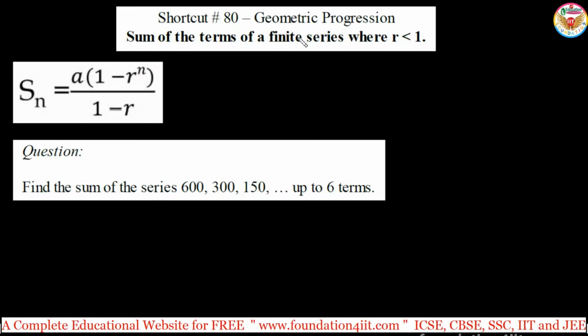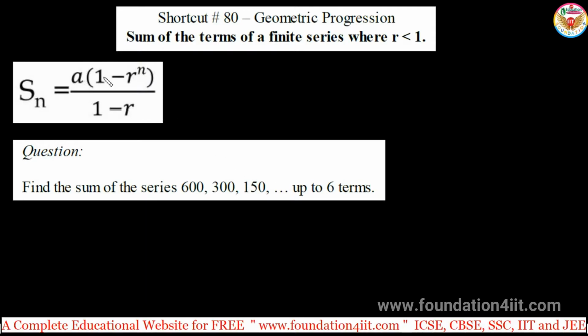In geometric progression, finding the sum of the terms of a finite series where r is less than 1. When the ratio is less than 1, we need to apply this formula: Sn, the sum of n terms, equals a into 1 minus r power n by 1 minus r. In the previous one you checked r greater than 1; now it is r less than 1. So when the series is in decreasing order, we need to apply this formula.